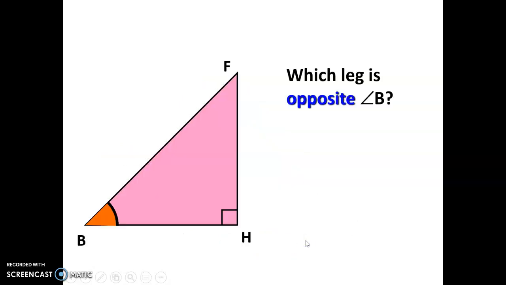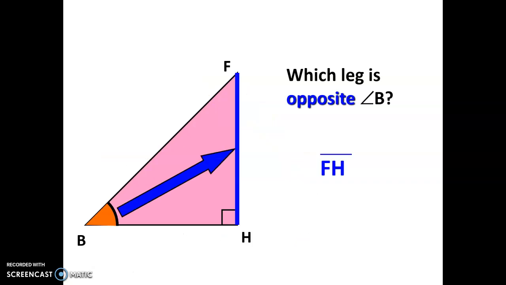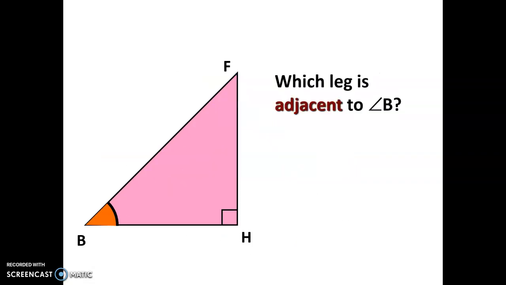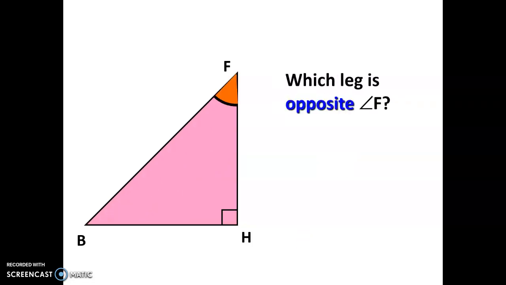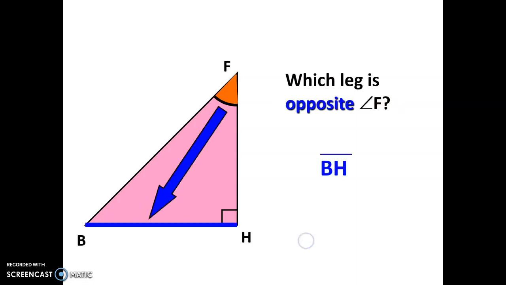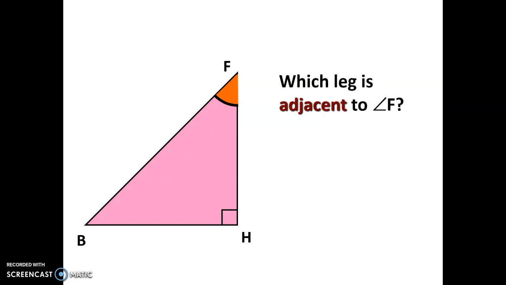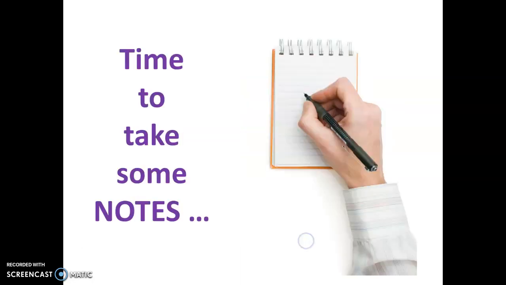Okay, important to know. So which leg is opposite angle B? Well, that is FH. Which leg is adjacent to angle B? Well, that is BH. Which leg is opposite angle F? That is BH. Which leg is adjacent to angle F? That is FH. And let's take some notes. So with that introduction, we're ready to take some notes and try some problems together.